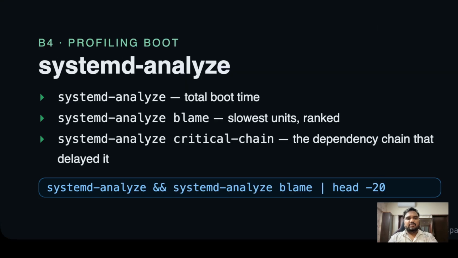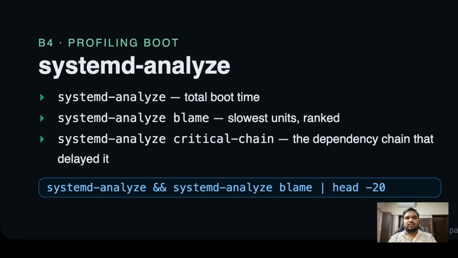Now, as ops engineers, we care about two things. How long did boot take and what slowed it down? Systemd gives us three tools for exactly that thing. systemd-analyze alone reports total boot time. systemd-analyze blame ranks every unit by how long it took to start. This is the command you run first when a server boots slowly. And systemd-analyze critical-chain shows the actual dependency chain that delayed things, not just the slowest unit in isolation. And it tells us what it was waiting on.